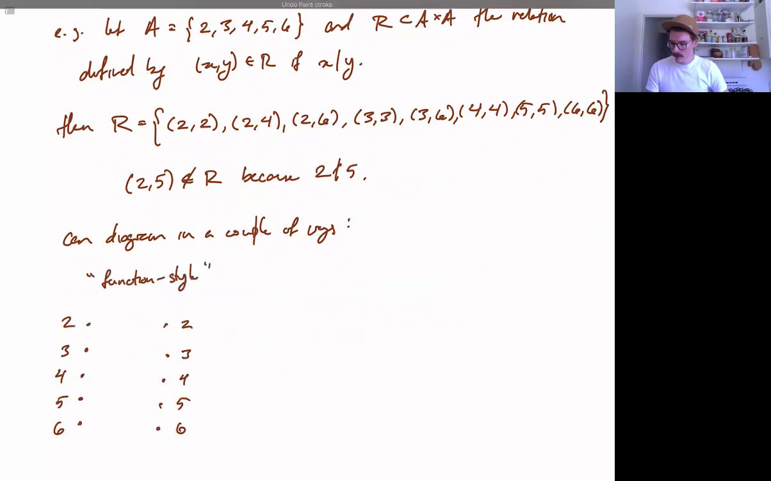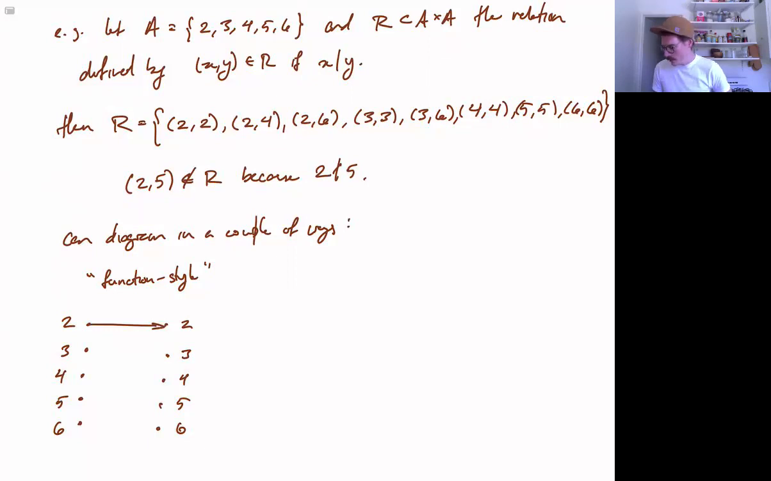So 2 is a divisor of 2, so we get that arrow. It is also a divisor of 4, so we get this arrow. And of 6, so we get that arrow. And then 3 divides 3, and 3 also divides 6. And 4 divides 4, 5 divides 5, 6 divides 6. So you get a big, messy diagram like this, but it encodes very clearly all of the information of your relation.